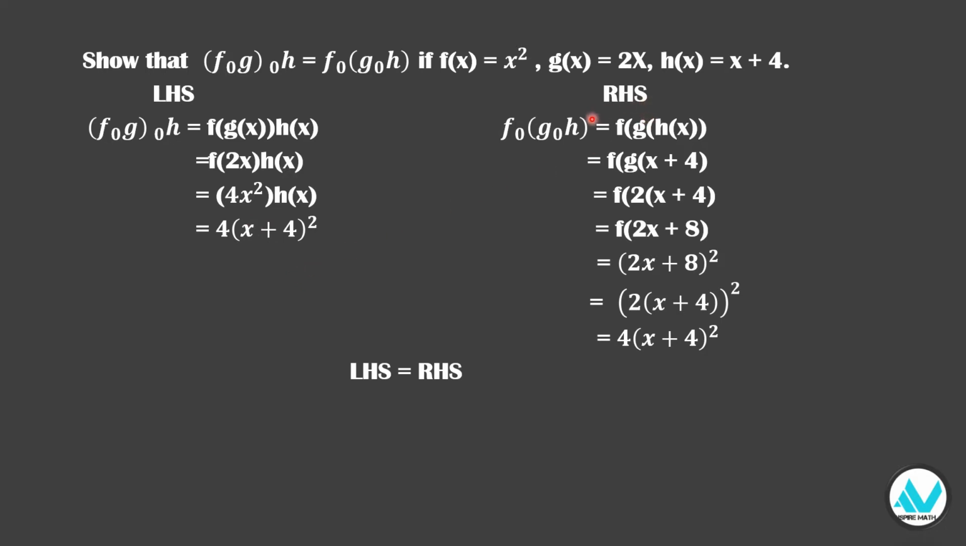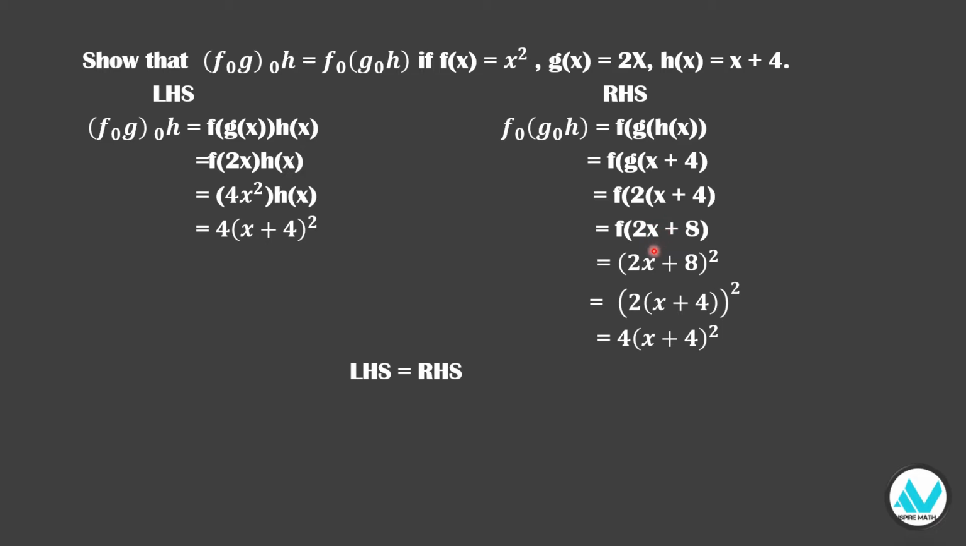We have f∘(g∘h), that is f of g into h of x. So here f of g, where h of x is nothing but x plus 4. I am going to substitute x plus 4 here. Now g of x is nothing but 2x. So in place of x, I am going to put x plus 4. So 2 times x plus 4. Now f of 2 into x plus 4 is nothing but f of 2x plus 8. That is, I am taking the 2 inside.